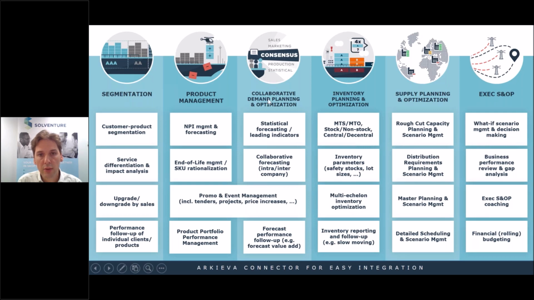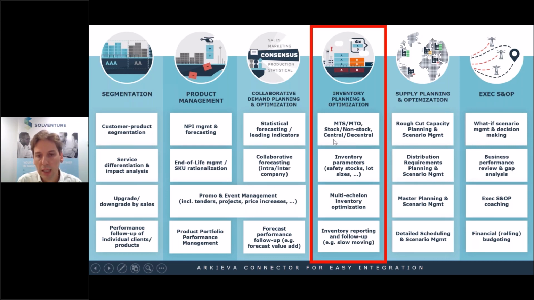Anything that has to do with collaborative demand planning, inventory planning and optimization, supply planning at different levels of detail, rough cut, DRP, MPS up to detailed scheduling, and then the exec S&OP. And here again in the webinar today, we will talk about the inventory piece.